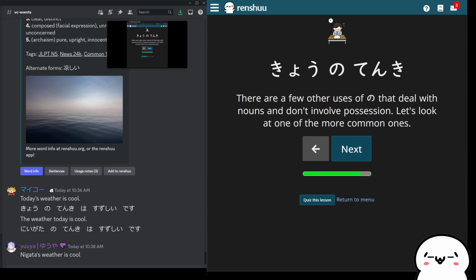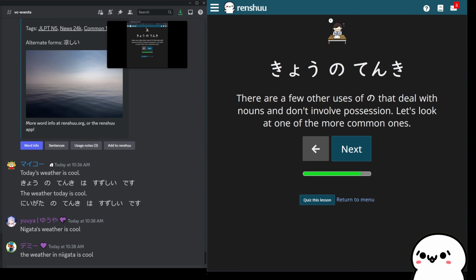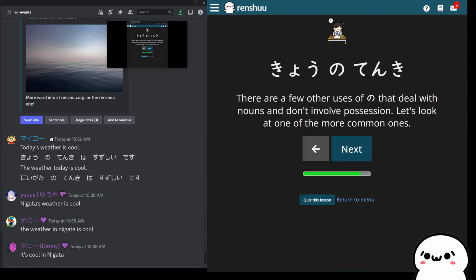Now, there's not an officially correct answer to this, but most people, I think, a native English speaker probably wouldn't say Niigata's weather is cool. They'd probably use what Demi said, and they'd say the weather in Niigata is cool. And all of a sudden you have this "in" in the English, and you're saying, wait, does that mean no means in? No, that's not the case.